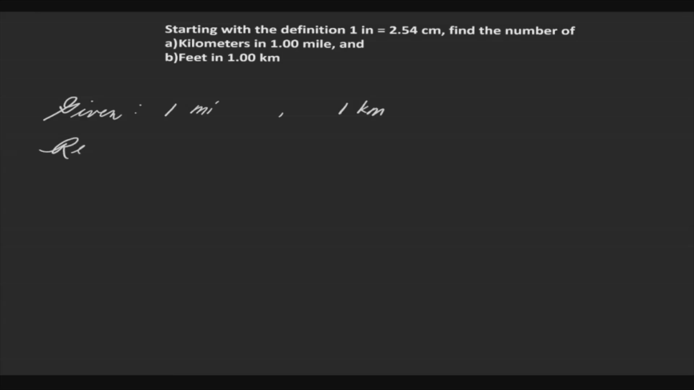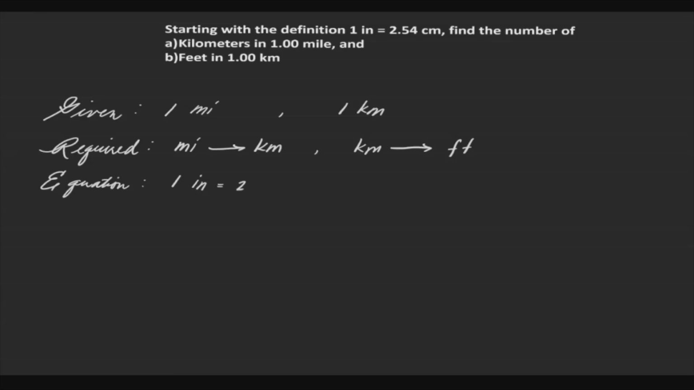We are required to convert miles to kilometers and kilometers to feet. For our equation, we identify our conversion factors. For every 1 inch, we have 2.54 centimeters. For every 1 kilometer, we have 1,000 meters. Also, 12 inches is equal to 1 foot and 1 mile is equal to 5,280 feet. Let us plug in our conversion factors to our solution.